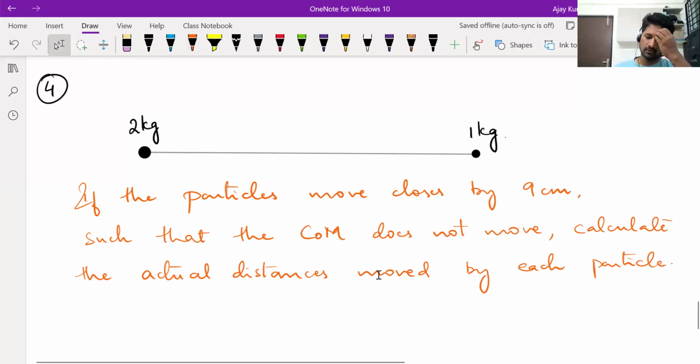They have some unknown separation between them. If you want, you can assume some separation initially. Does not matter. They move closer by 9 centimeters, means both of them are moving. Finally, the separation between them is lesser than the initial separation by 9 centimeters. And it is also known that the center of mass did not shift. Then find out how much each one should have shifted.